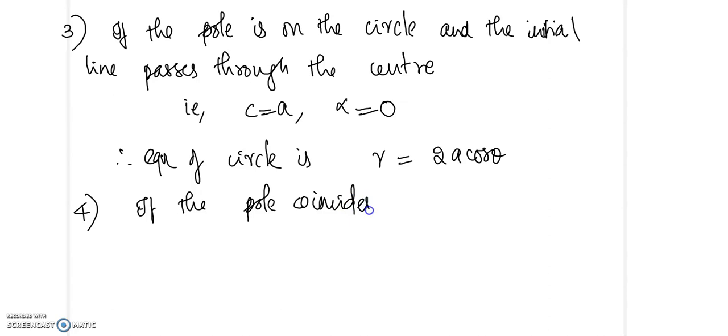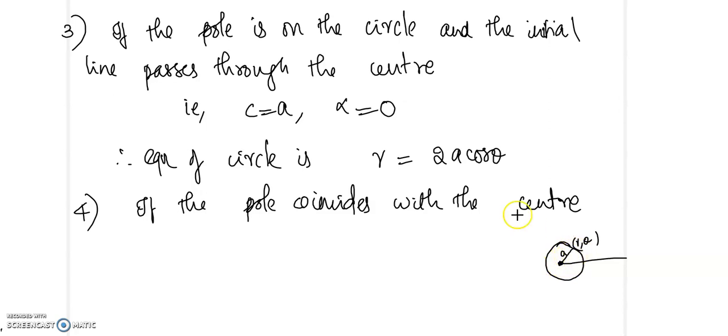Now the next case is if the pole coincides with the center, in that case we will have the circle in this form. So any point (r, theta) will be at a radial distance a from the center O. So in that case, theta can take any value, so r will be always fixed. So we will get r equal to a. So this is the simplest equation of the circle.